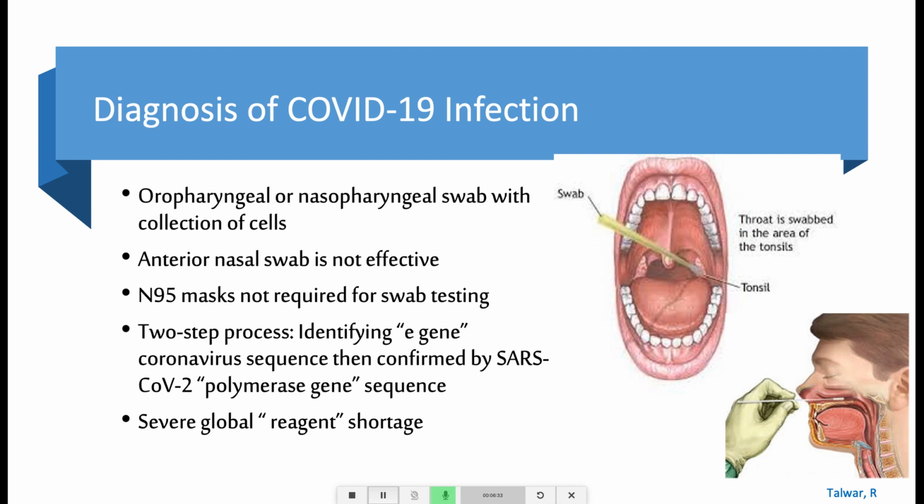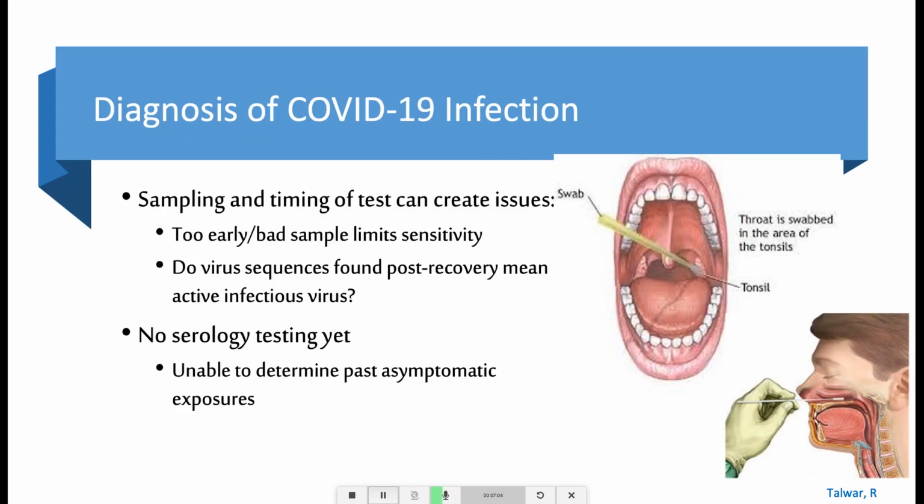There is a two-step process. I don't know a lot about this, but it first identifies what's called the E gene coronavirus sequence, and then that is confirmed by the SARS-CoV-2 polymerase gene. Right now, globally, there is a severe reagent shortage in order to do all of these tests. And as we know, more and more tests are becoming available. Alberta's done a great job because we've done more testing than, I think, any other province.